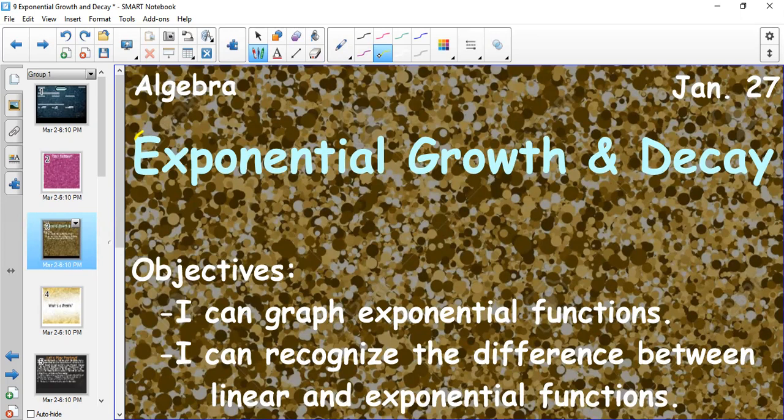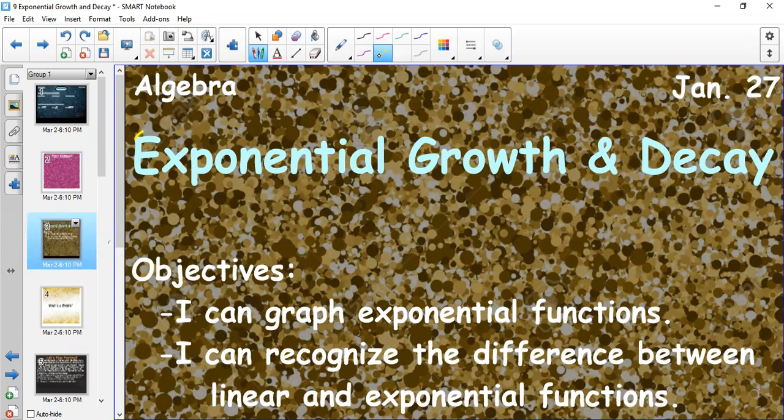And these are more real life. There are a few cases in real life where things either grow exponentially or decay exponentially. You might have actually heard people talk about that before and never known what it meant. So we're going to discuss that today.